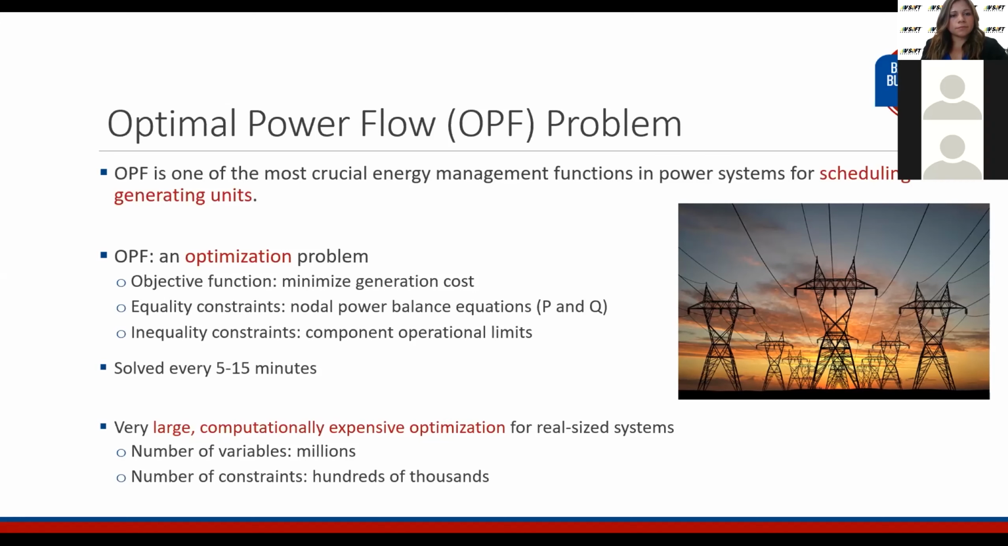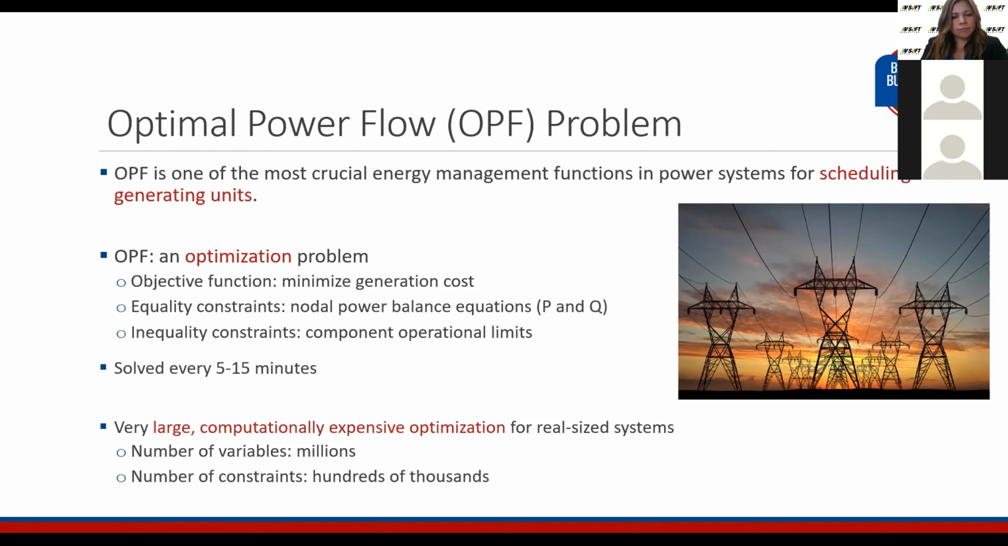We solve this optimization whose objective is to minimize power generation costs, and the constraints are that we have to satisfy all component constraints and grid constraints. We want to make sure we have a feasible operating point: all lines are within the limit, voltages are within the limit, and at the same time, power production cost is minimized. This is an optimization problem that we usually solve every five minutes in the power grid. So it is a very large and very computationally expensive problem.